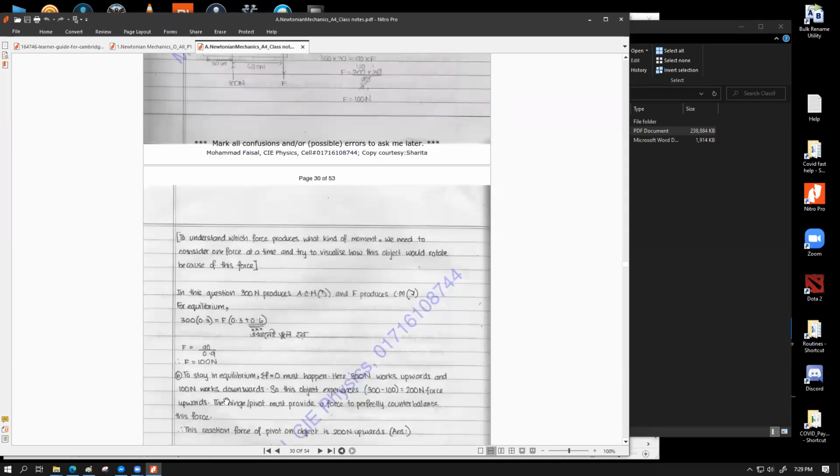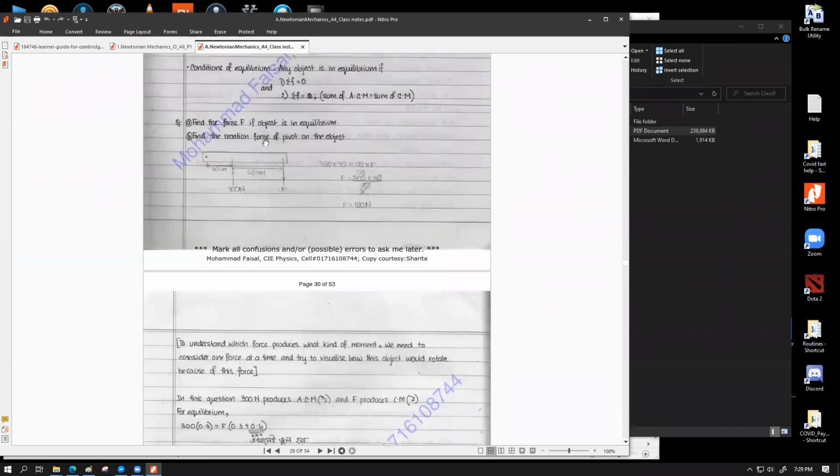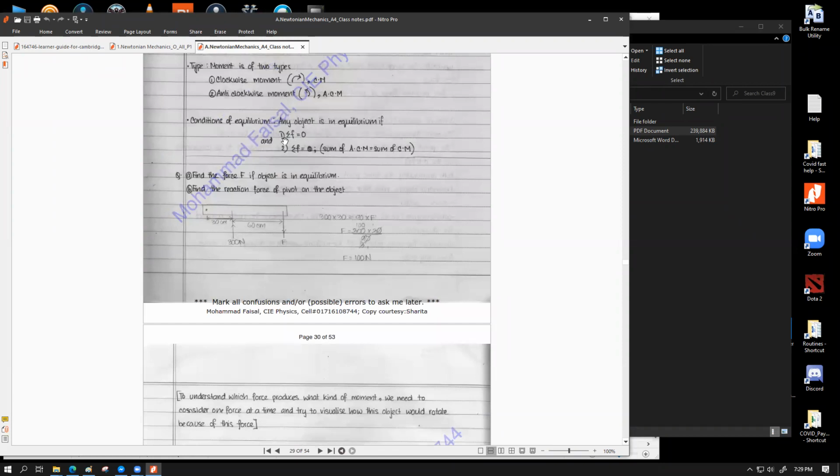সিম্পল ওয়ান। আচ্ছা, নেক্সট কোশ্চেনটা দেখি। Next question will say find the reaction force of pivot on the object. And what does this mean? What it means is that if this object is in equilibrium, we have to satisfy two logic. Resultant force should be zero, resultant moment must also be zero.